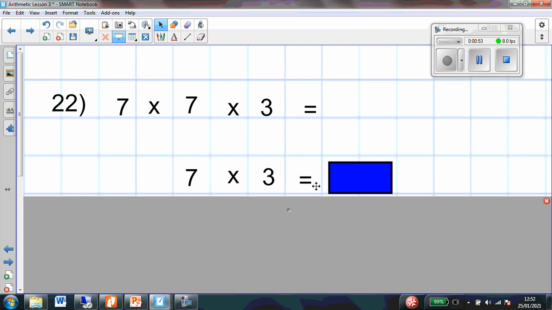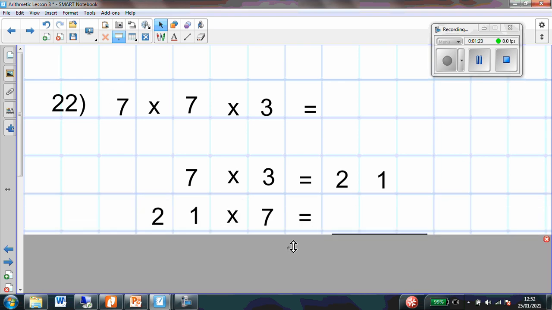What's 7 times 3? Can you pause here and work that out for me? Well done if you said that 7 times 3 is 21. So I've done 7 times 3. What do I need to do now? Of course, I need to now times by this other 7, don't I? So 7 times 3 was 21. Now I need to times that by 7. So I've got 21 times 7.